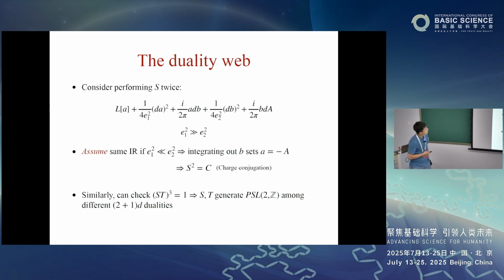Because if E2 square dominates, then I can just drop this Maxwell term. Essentially, this thing becomes a Lagrange multiplier. Little b just couples to linear order, and then I can integrate out little b and set little a equal to minus capital A. Once I set little a equal to capital A, I eliminate all the b's, and then it becomes just L of capital A.